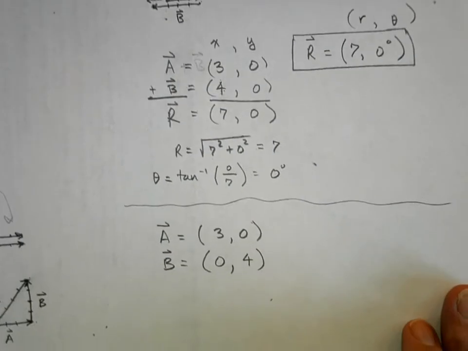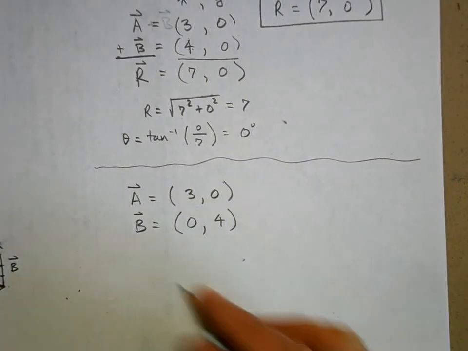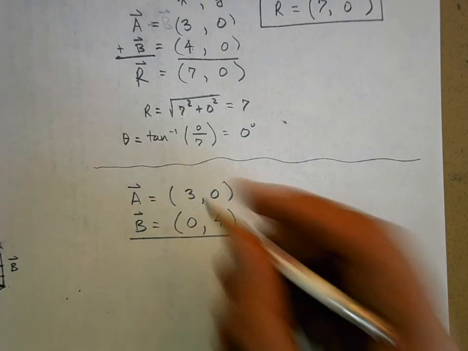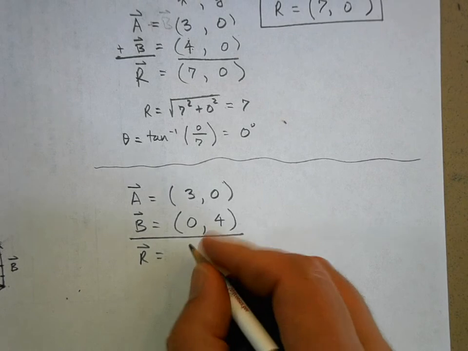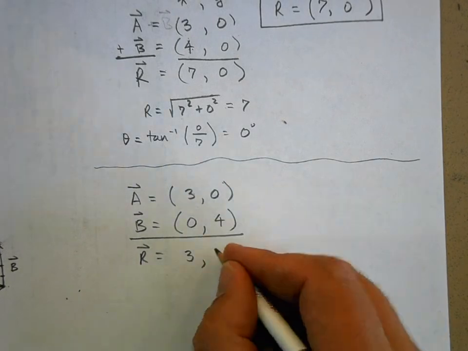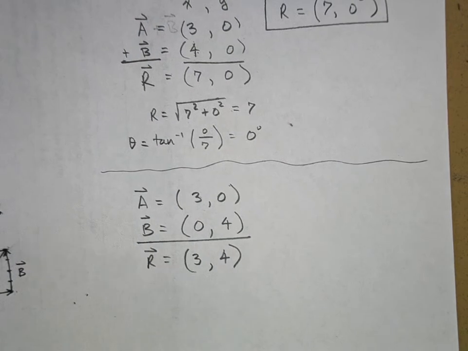Whoops. Keep me on camera there. So now I just add them together, like I did before. 3 plus 0 is 3. 0 plus 4 is 4. And that's my answer in rectangular coordinates.